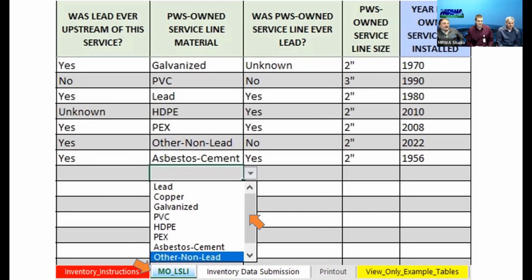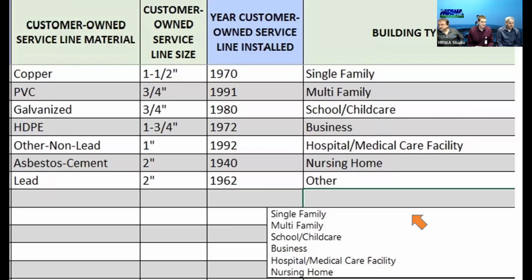Okay, and this shows customer owned service line material. There's options there again: copper, PVC, galvanized, HDPE, other non-lead, asbestos cement or lead. And different diameter for customer owned service line size, the year, building type. So that building type goes into the risk tier calculation. So you have single family.